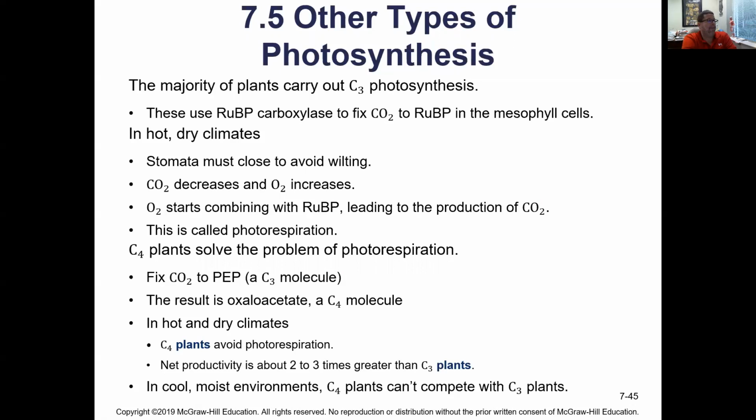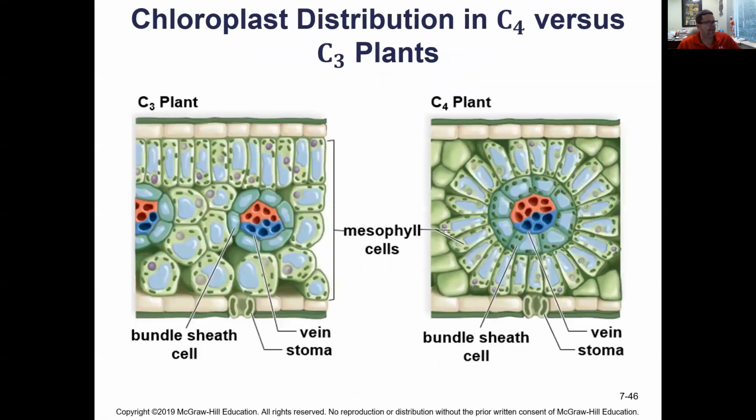Okay? And these use ribulose bisphosphate carboxylase to fixate carbon dioxide to ribulose bisphosphate in the mesophyll cells. Now, that is the cells of the leaf. Okay? These are the cells of the leaf. So these C3 plants and all those chloroplasts there. Now, remember, this is the leaf vein, which contains xylem and phloem. Phloem carries the sugar down the plant. Xylem carries water and gases sometimes up and down the plant.